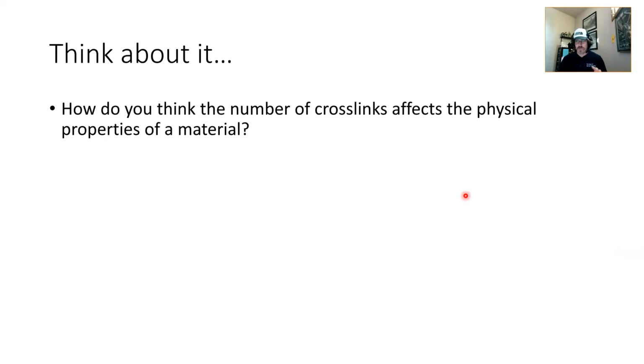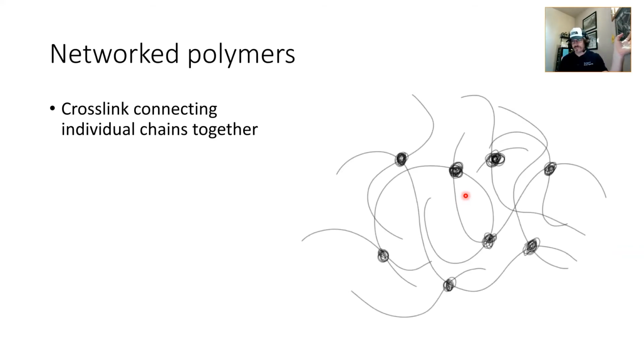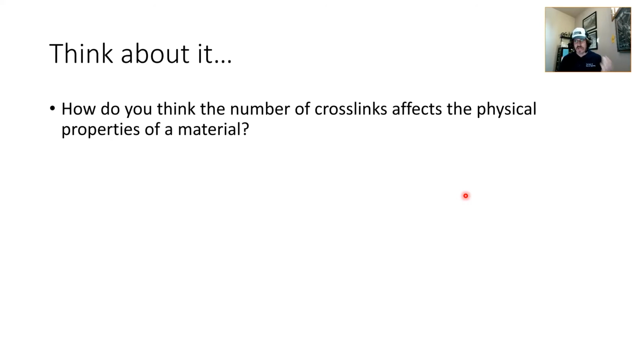So think about it. Okay, so networked polymers. I didn't mean to go on this tangent. Networked polymers, the individual chains are cross-linked together. So how do you think the number of crosslinks affects a material? We've talked about polymer chains moving, and when they move, they don't just slide, they also roll. When we bend something, stretch it, that kind of thing, these polymer chains are moving. There's this viscoelastic flow, and we'll talk about that a little bit more. But how would the number of crosslinks affect the physical properties of a material?